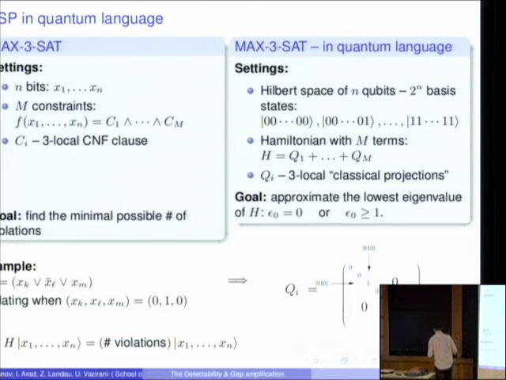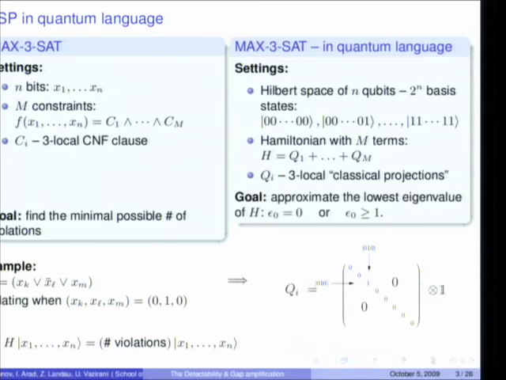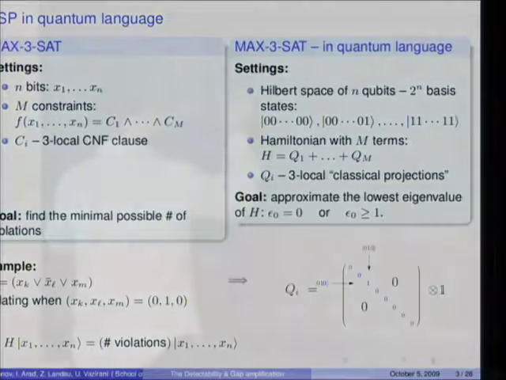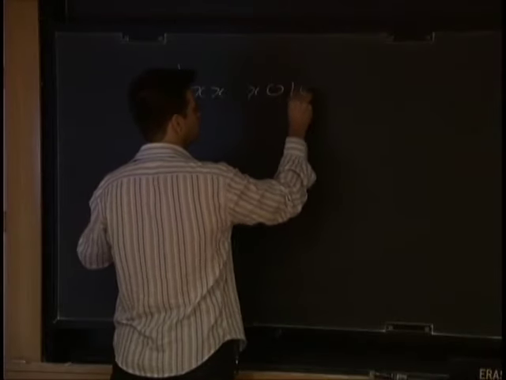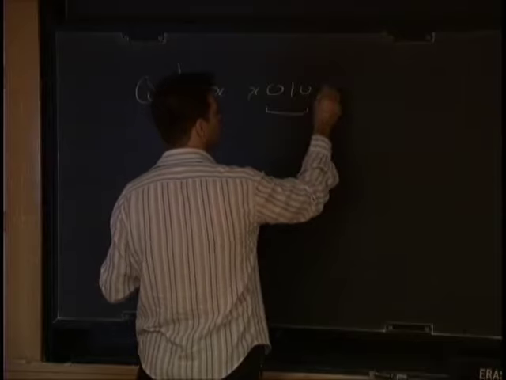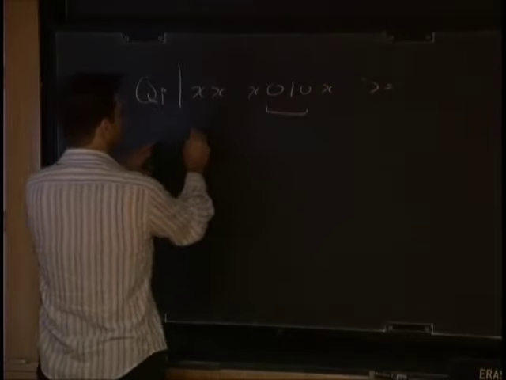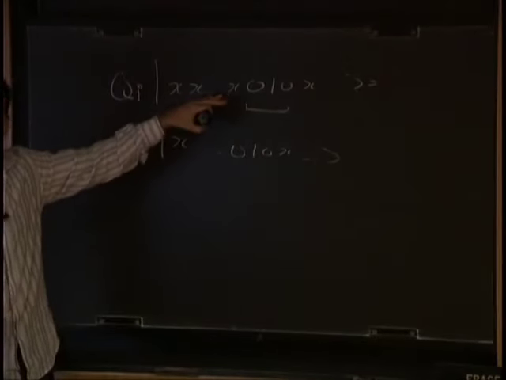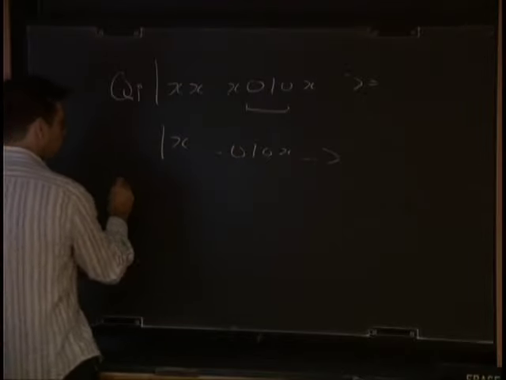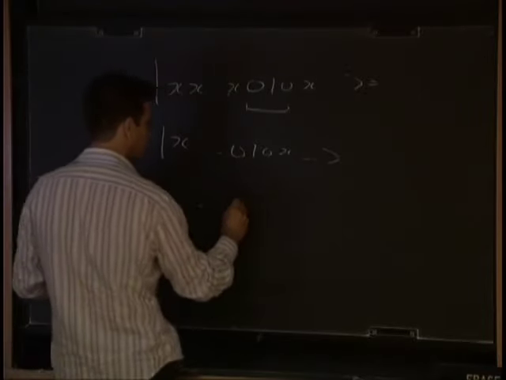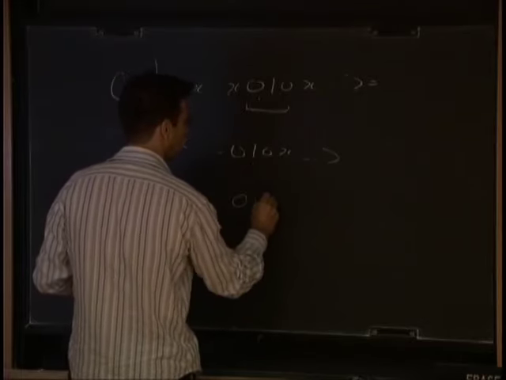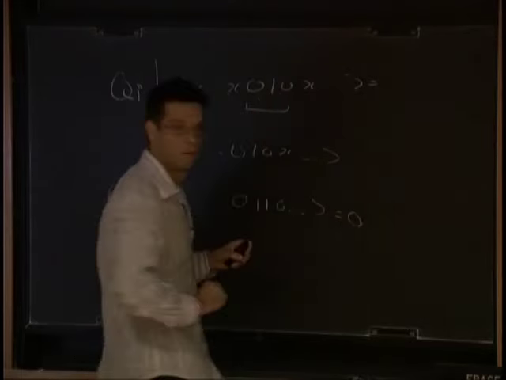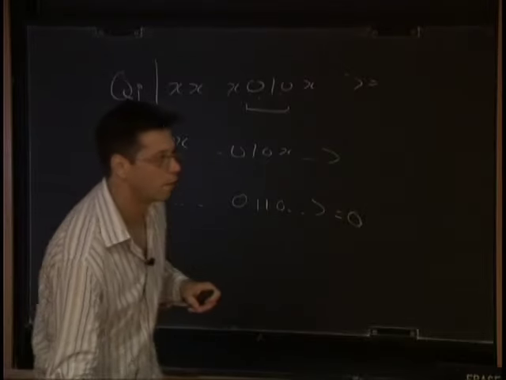Let me just make clear what this thing does. If we act with this projection on any basis state which has something here, but which has 0, 1, 0 in the XL KM places, we get the same thing. Okay? Because this projection does nothing to this vector. But whenever we have something different than 0, 1, 0 here, for example 0, 1, 1, we will get 0. Okay? So this is what this projection does.